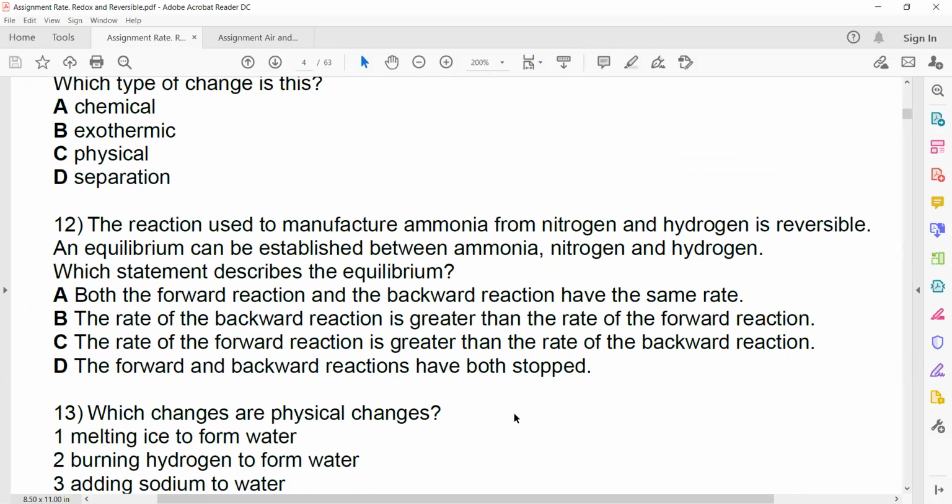The reaction used to manufacture ammonia from nitrogen and hydrogen is reversible. An equilibrium is established between ammonia, nitrogen, and hydrogen. Which statement describes the equilibrium? Yeah, that's right. A is the correct answer. Equilibrium means the forward and the backward reaction occur with the same speed or same rate. We call that equilibrium.